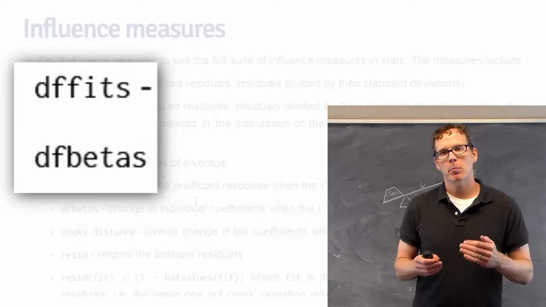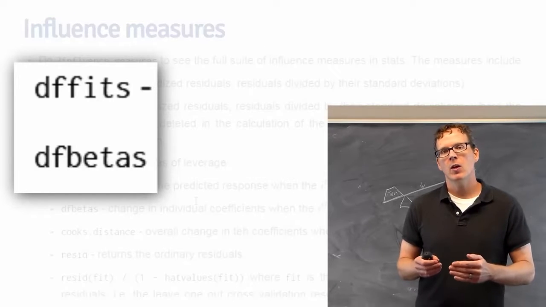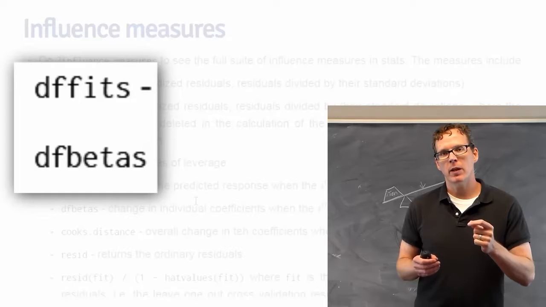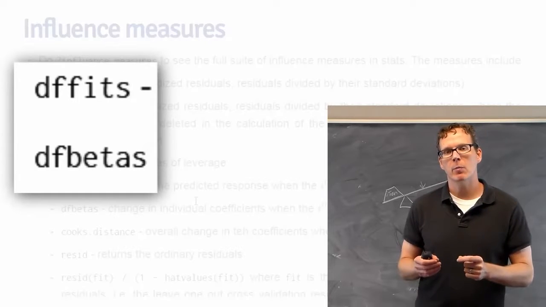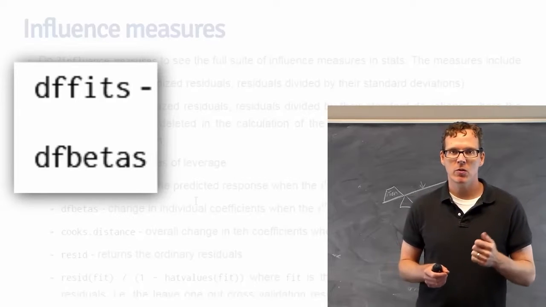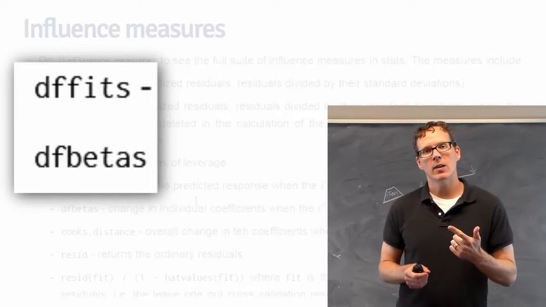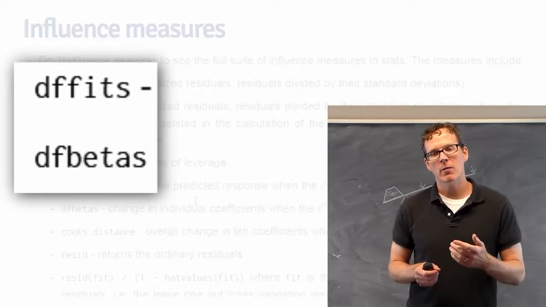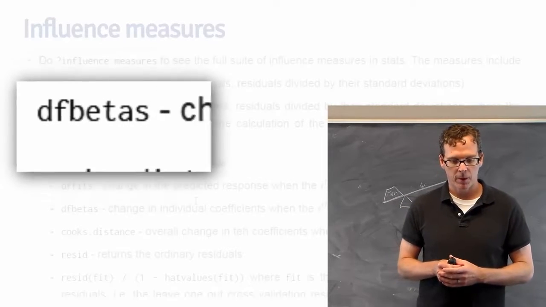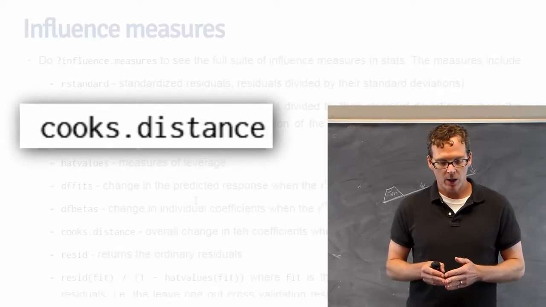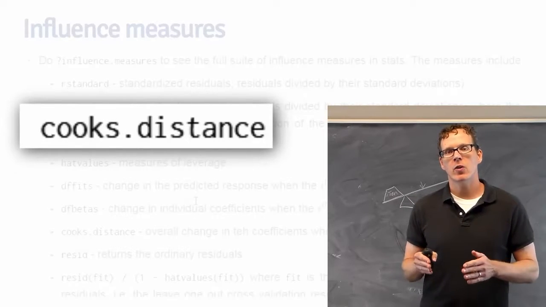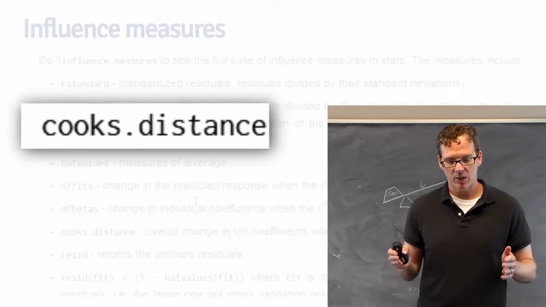For the DF fits, we get one DF fit per data point. For the DF betas, we get a DF beta for every coefficient for every data point. So if we have a linear regression model, we have two coefficients, the intercept and then the slope term. So our DF betas will be a matrix of 2 by the number of our data points. Cook's distance is just an overall change in our coefficients. It summarizes the DF betas in a sense.